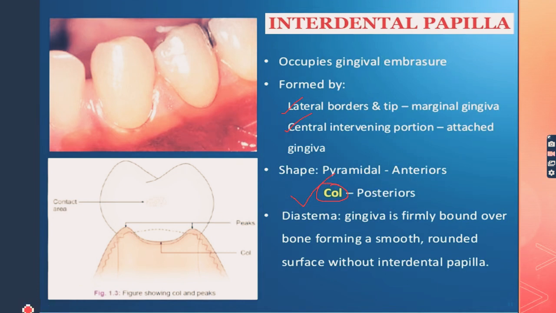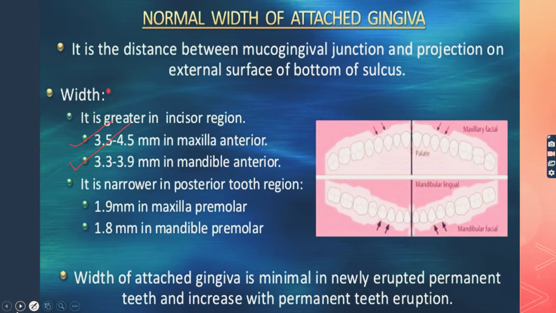Now the most important is attached gingiva, guys. This is very important. Attached gingiva is firm, resilient and tightly bound to the underlying periosteum of the alveolar bone, and it is absent on the palate. Stippling is present in the attached gingiva. You know, stippling gives an orange peel appearance. Please note down, orange peel appearance is present in the attached gingiva. It means stippling.